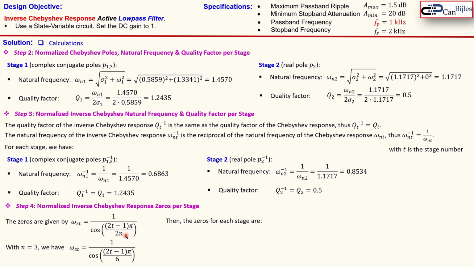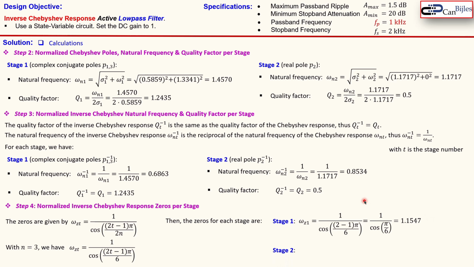And now we can go for the stage. Each stage we can calculate the zeros. So stage 1, we know that k is 1, so we can just substitute here. K is 1, and you have here your result, which is 1 over cosine of pi over 6. And that is given here as 1.1547.